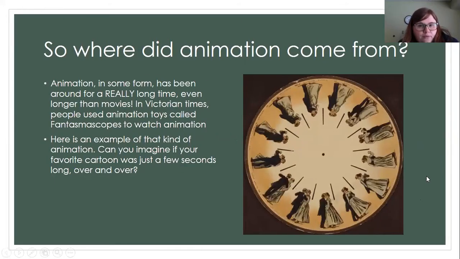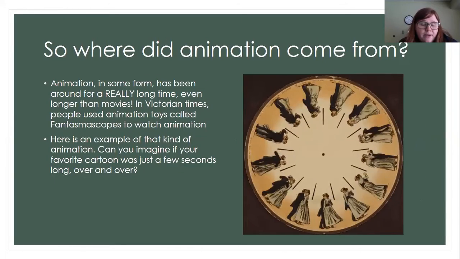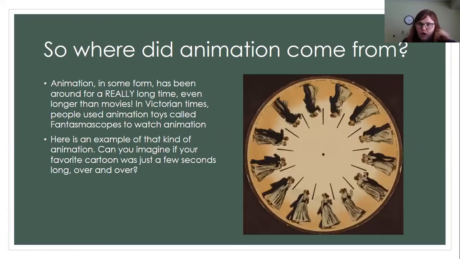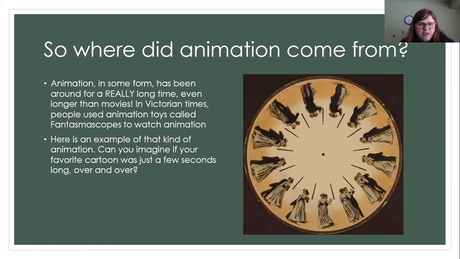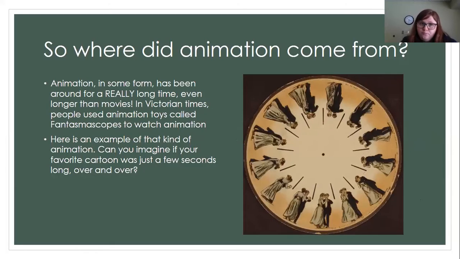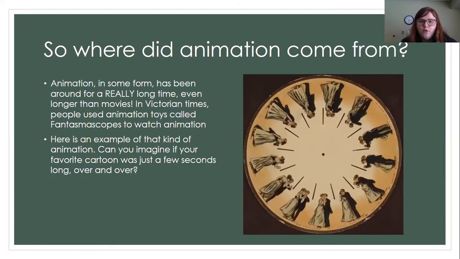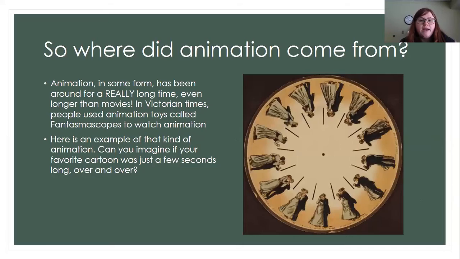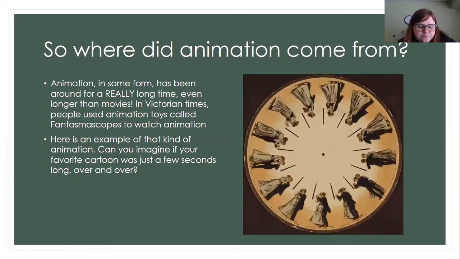So where did animation come from? Well, animation has actually been around much longer than moving pictures. You would think it would be the other way around, but it's not. There's even proof that people, even before written history, were trying to make animation happen.